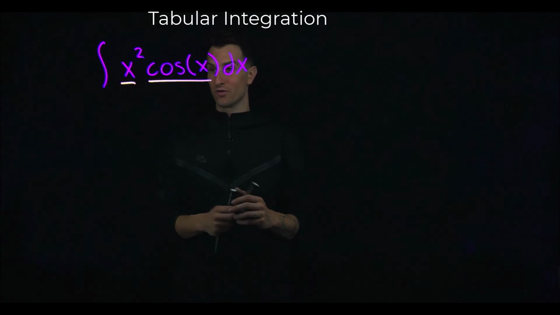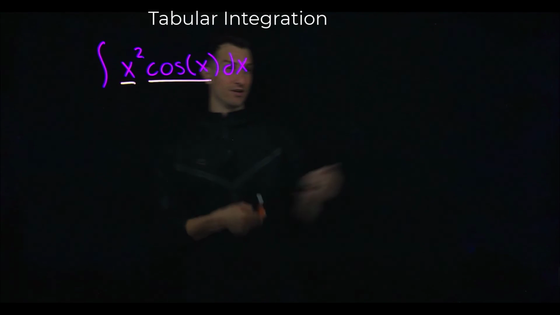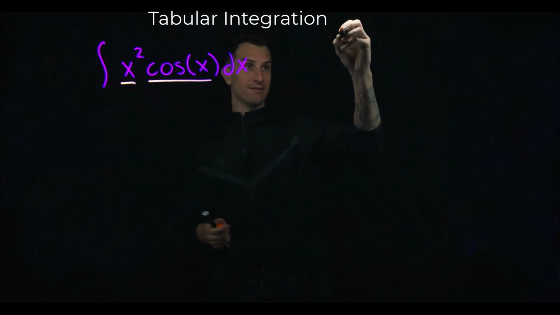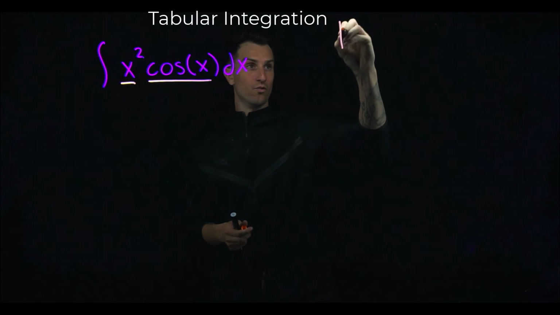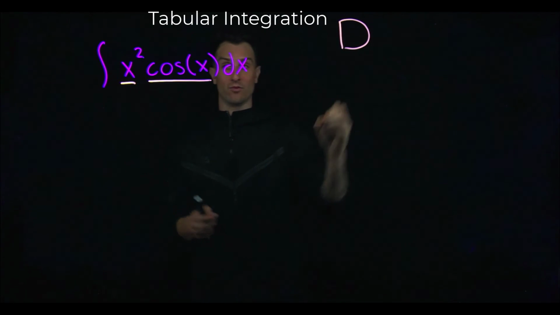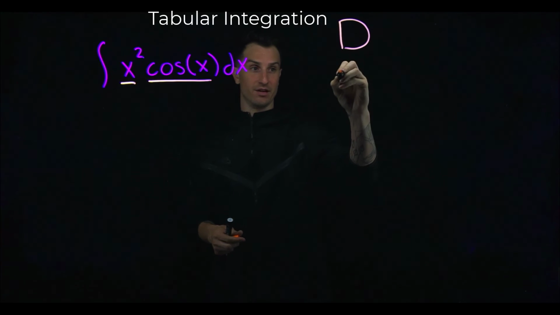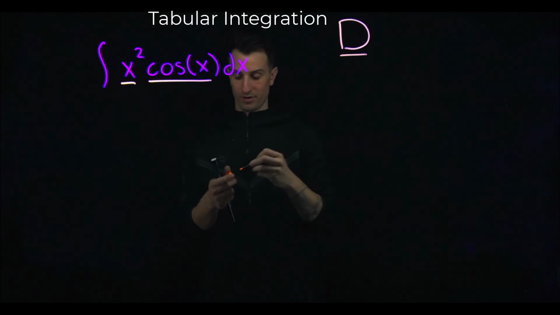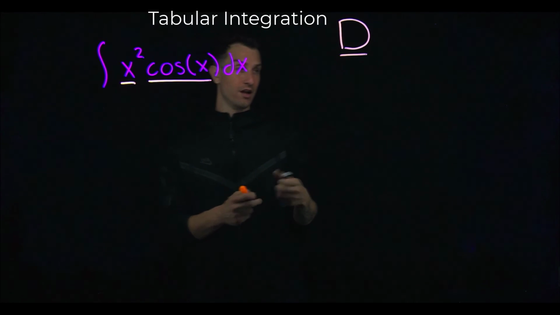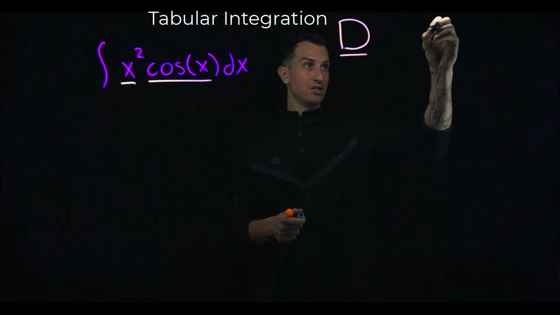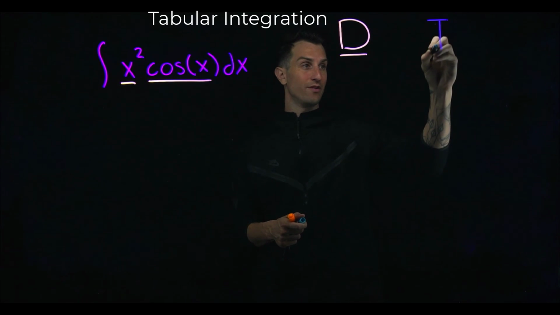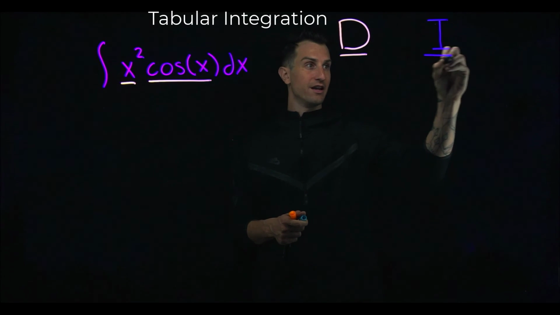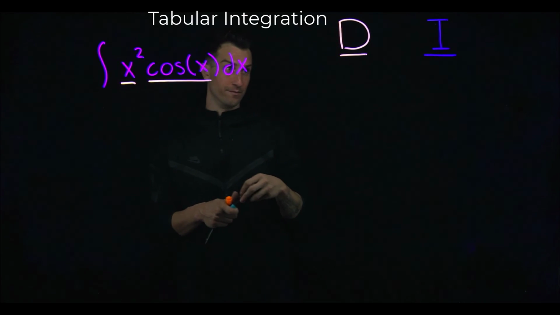So, in order to set up tabular, I'm going to write over here. This is why it's known as the DI method. One of them, I'm going to take the derivative, and I've already stated which one, x squared, but I'm going to wait for a second. The other one, I'm going to take the integral. So one, I'm going to keep taking the derivative repeatedly. The other one, I'm going to keep taking the integral.